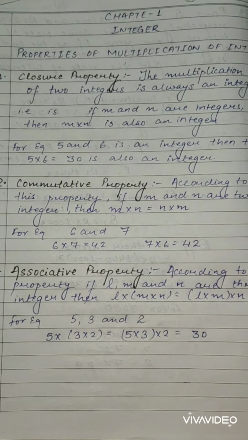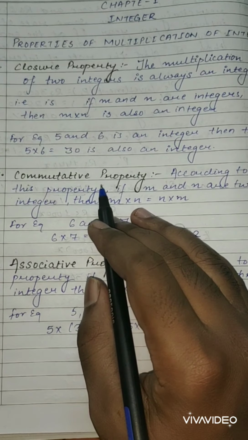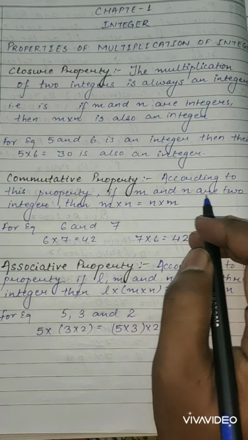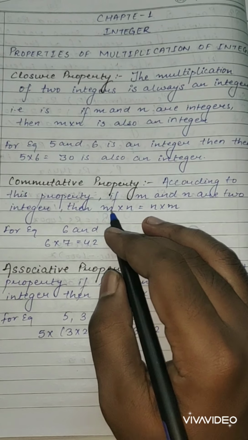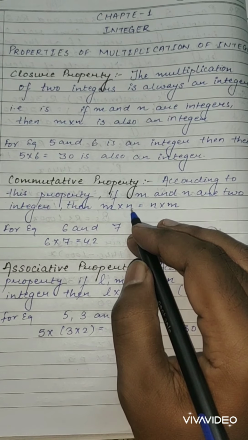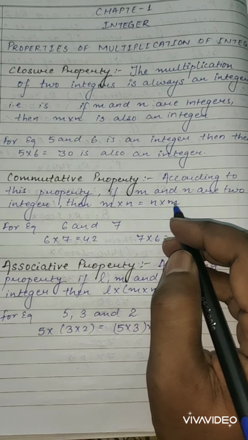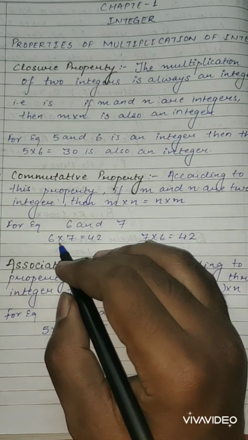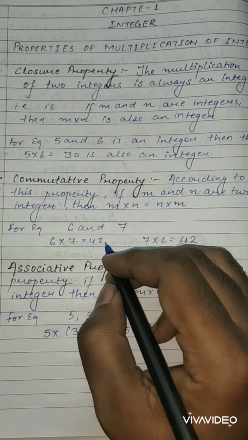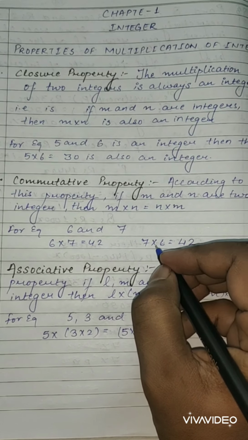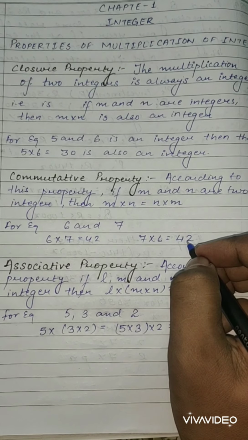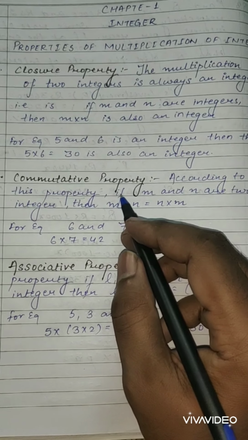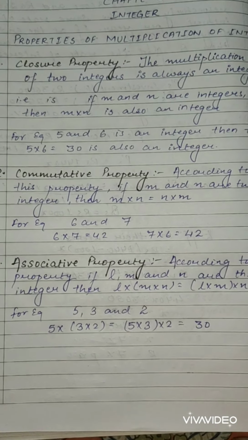Now let's see the second property, and that is the commutative property. According to this property, if m and n are two integers, then m into n is equal to n into m. For example, if we take 6 and 7, multiplying 6 by 7 gives you 42, and 7 by 6 also gives you 42. So this multiplication is following the commutative property. I hope it is clear.